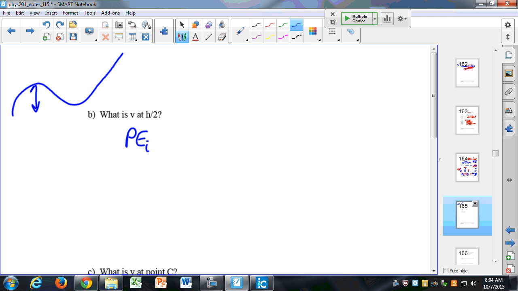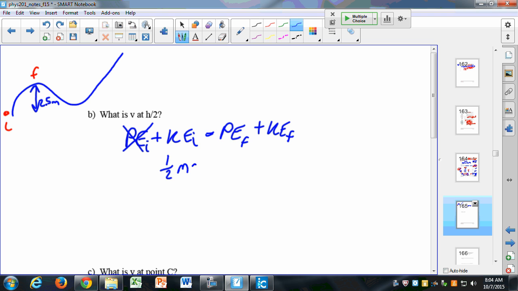I'm looking for here, h over 2, which is 2.5 meters. I'm going to treat this as my initial state, and this is my final state. So PE initial plus KE initial equals PE final plus KE final. That's going to be, this goes to 0. That's my potential energy plus 1/2 mvf squared.